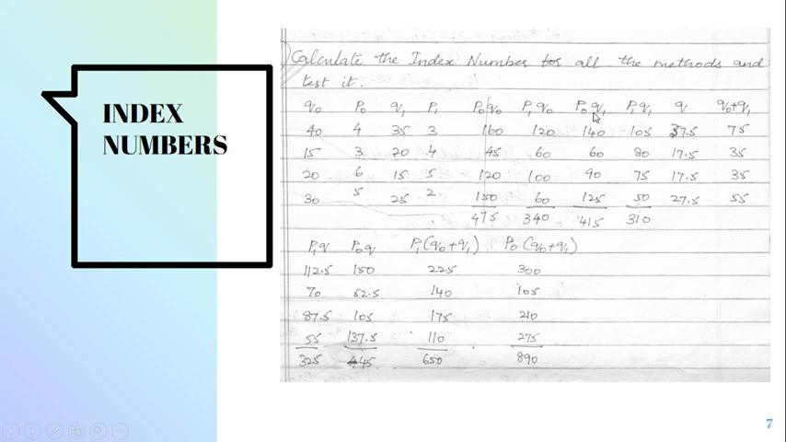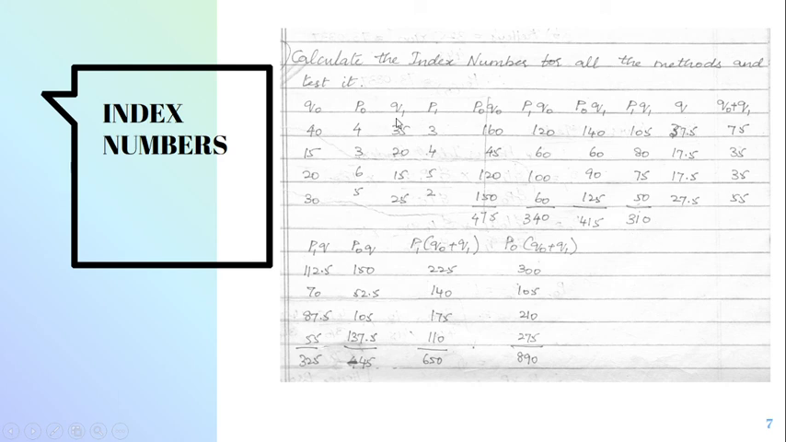Then P0Q1. This is nothing but 4 into 35, 140. 3 into 20, 60. 6 into 15, 90. 5 into 25, 125. The summation of P0Q1 is 415. Then P1Q1 is nothing but 3 into 35, 105. 4 into 20, 80. 5 into 15, 75. 2 into 25, 50, which totals to 310.